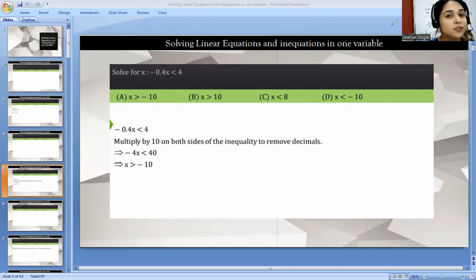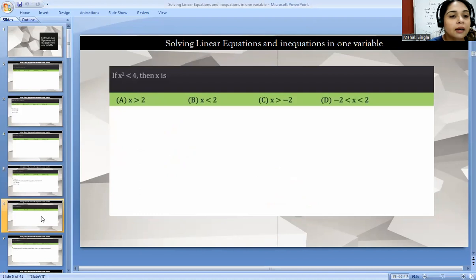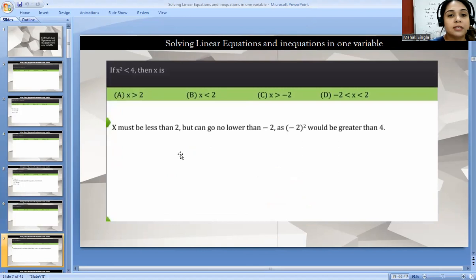I hope you're enjoying the lecture and I hope you're understanding each and everything here, right? All right, so, okay, now we have a square portion, isn't it? X square is less than 4. Now you will learn how to solve a square portion, okay? All right, so here is the case.